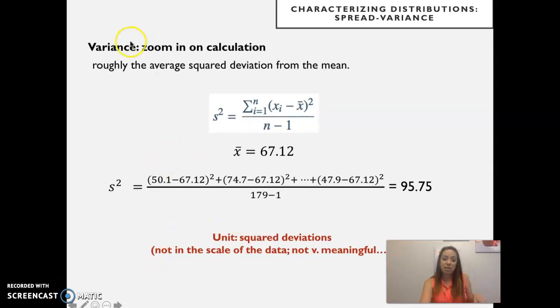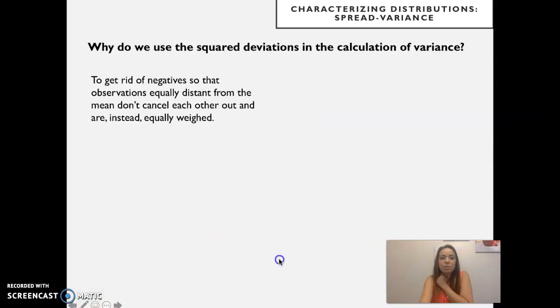The thing with variance is that you end up with a measure that's not on the scale of the data, because you're squaring everything to make everything positive. Because I'm getting this 95.75 years of deviation around that 67.12, it's like, oh my gosh, are there life expectancies that go all the way up to 67 plus this value? No, because it's not on the scale of the data. Then why do we use squared deviations in the calculation of variance if we end up with this silly measure that is not meaningful in a sense?